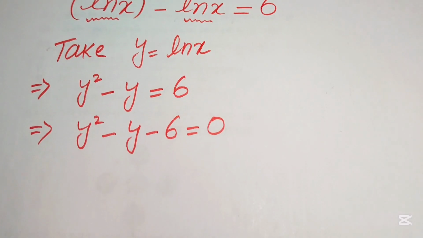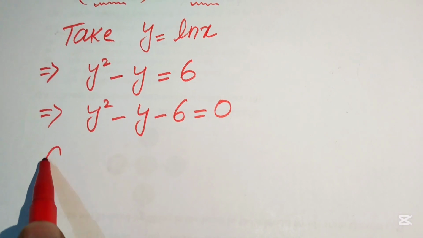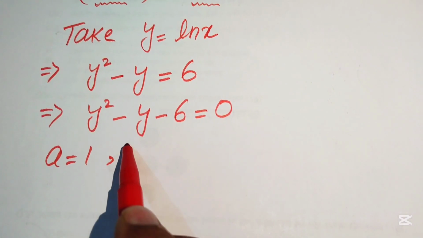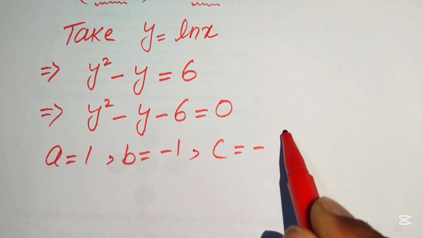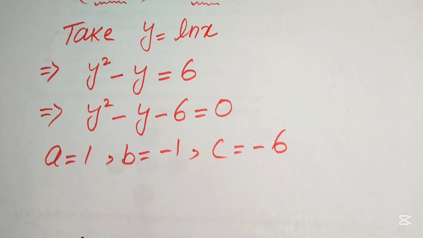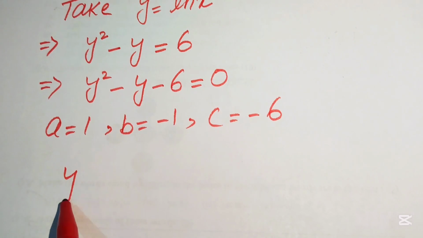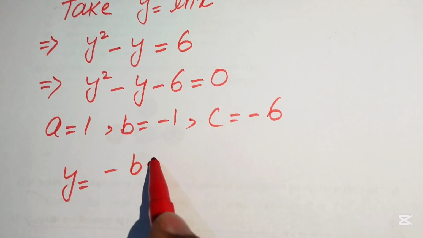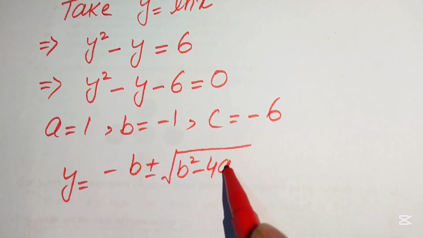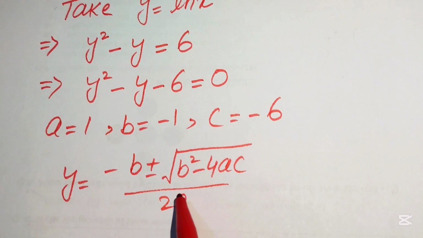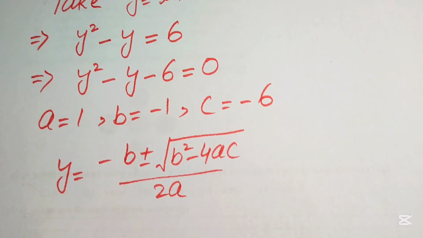In order to apply the quadratic formula, we need to write the coefficients of this equation, and its coefficients are a equals 1, b equals -1, and c equals -6. These are the coefficients of the above equation. And now we first write the quadratic formula. It is stated as y equals minus b plus minus square root of b squared minus 4ac, divided by 2a. So this is our quadratic formula.